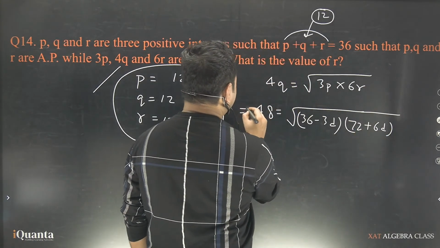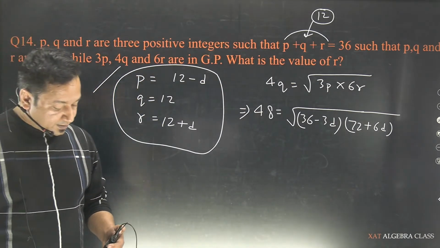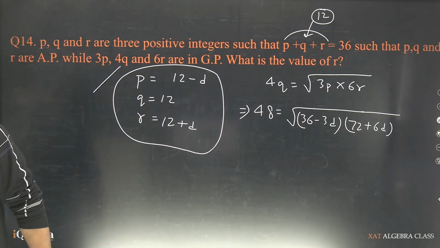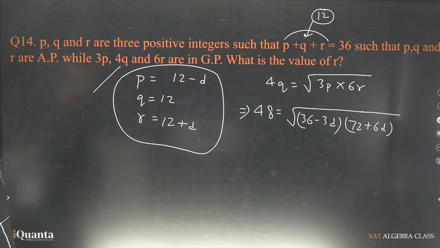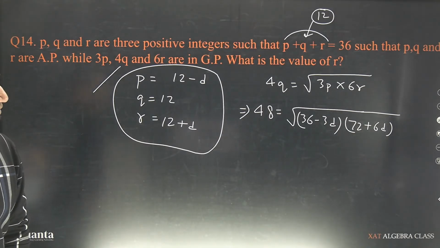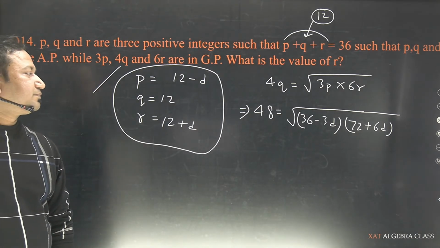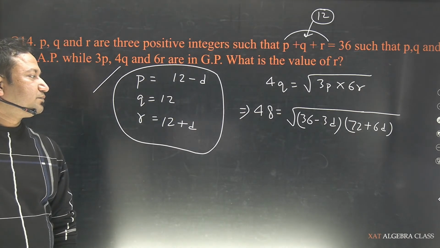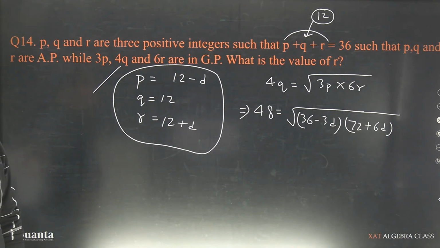Is that clear? Tell me now. People who are not able to solve this question, they might be trying with 3 variables. Is that yes or no? That is what had happened. Now I'm assuming that you guys will be able to solve this question. Right? This becomes very easy.